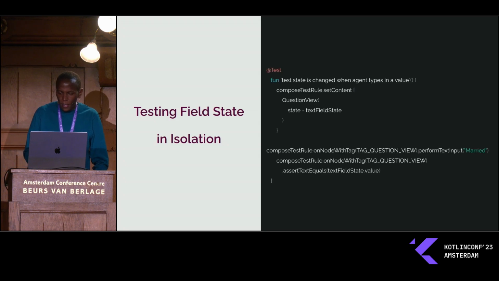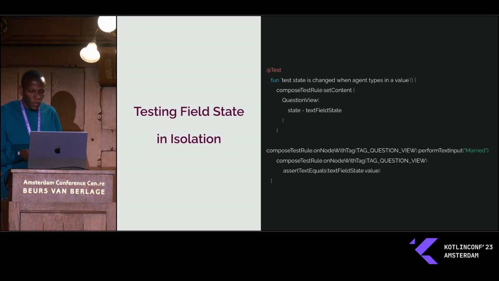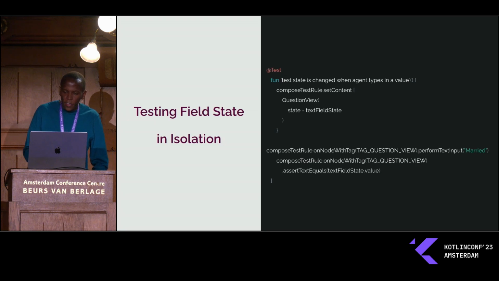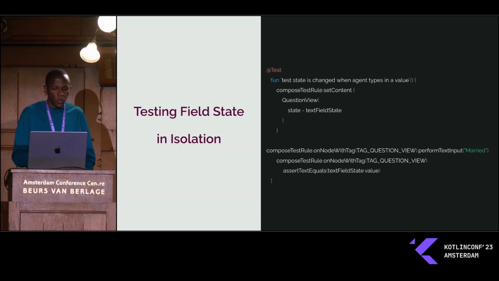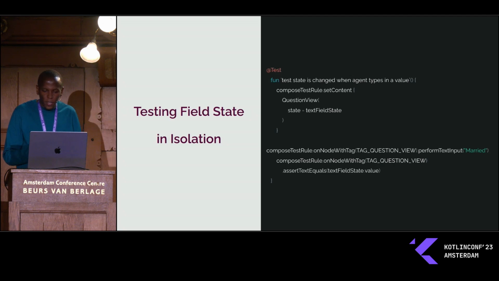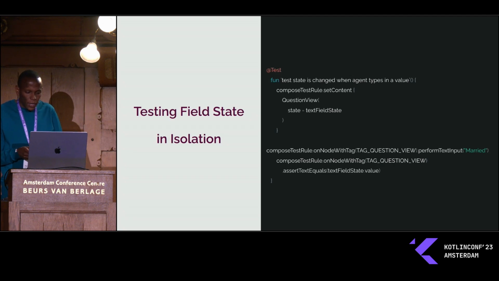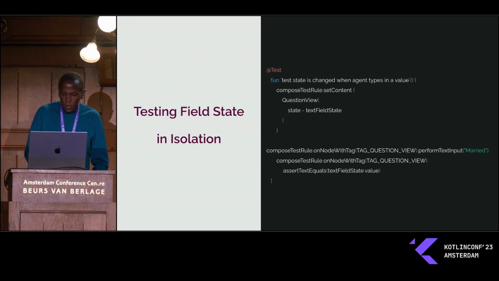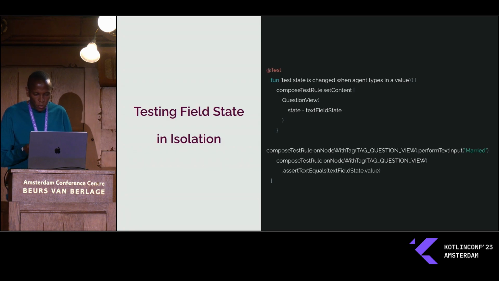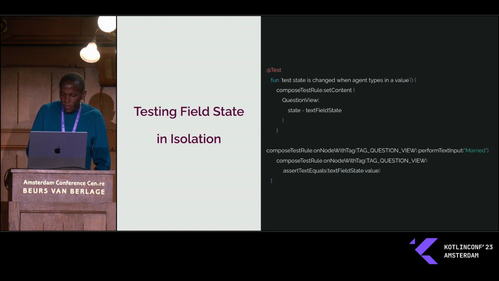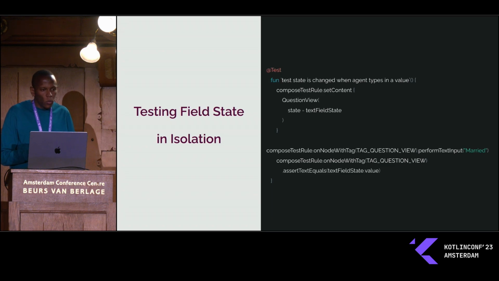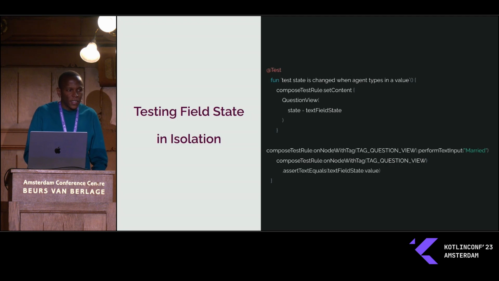So let us look at an example. When an agent types a value, the value is changed. So we have the compose test rule, and then we set the content. In this case, we're using the question view to represent the input field, and also passing a sample state. We also get the view with that tag, and perform a text input. After we perform that text input, we assert whether the text equals what we entered. So this is a key thing that really helps us to test all the states, and also test all the views, and in wholesome test all the layouts in isolation.